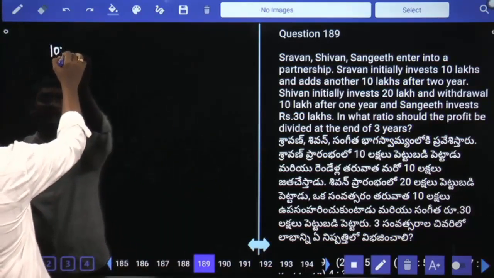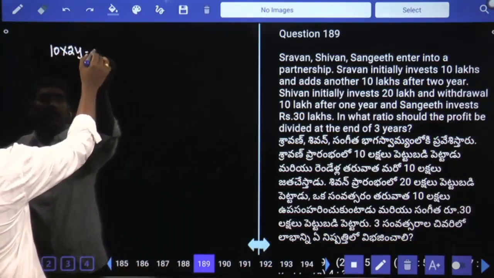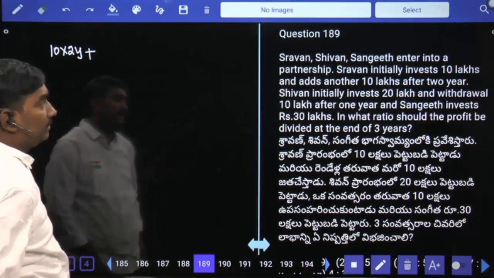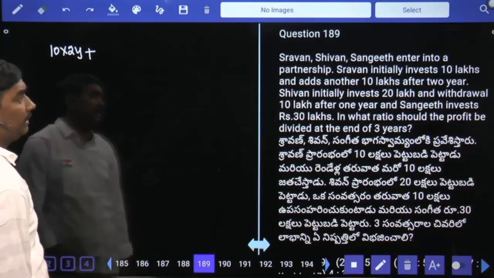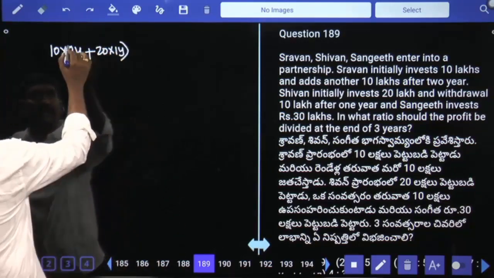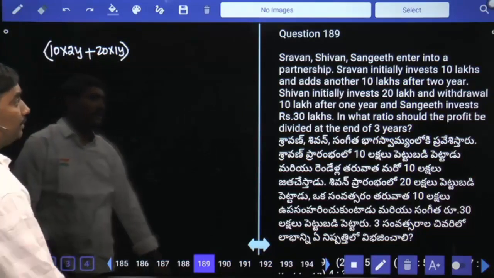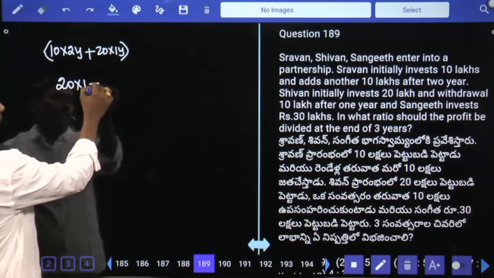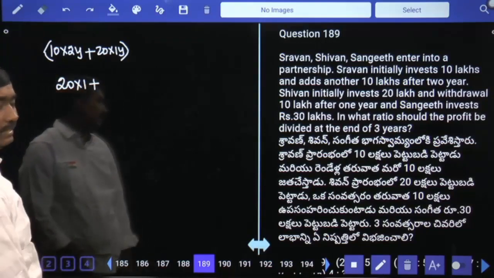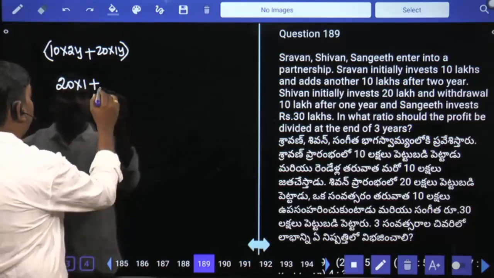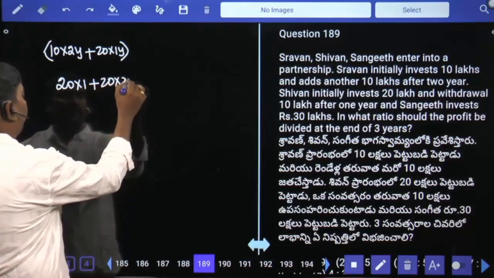Shravan has 10 lakhs up to 2 years. After 2 years, Shravan invested again 10 lakhs, meaning 20 lakhs in the third year, only for 1 year. Shivan started with 20 lakhs for 1 year. After 1 year, Shivan withdrew 10 lakhs, so 10 lakhs remains for the rest of 2 years.